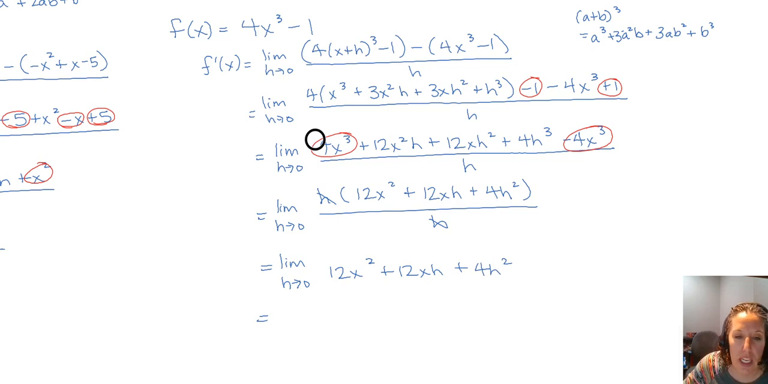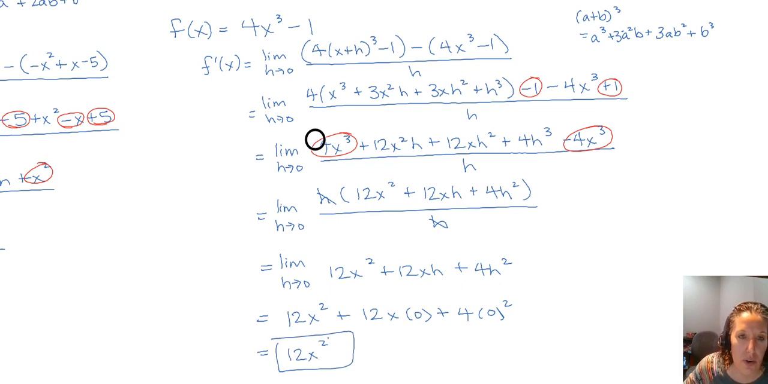Now we can plug in h equals 0. So we'll get 12x squared plus 12x times 0 plus 4 times 0 squared. And the only term that survives that is the 12x squared. So again, our derivative of 4x cubed minus 1 is 12x squared.